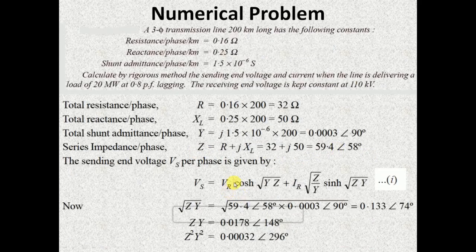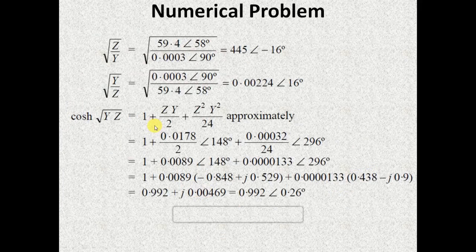Now in this relation, we know the values of VR and IR. Next we have to find the value of cosh square root of YZ and sinh square root of YZ. Then only we will be able to determine the value of Vs. From the expansion of hyperbolic functions, we very well know that coshx is equal to 1 plus x square by 2 factorial plus x raised to 4 by 4 factorial plus x raised to 6 by 6 factorial. Making the same substitution here, instead of x we have square root of YZ. So 1 plus x square by 2 factorial plus x raised to 4 by 4 factorial. 4 factorial is actually 24. We will be considering only these three terms, and solving it we will be able to get the value of cosh square root of YZ.